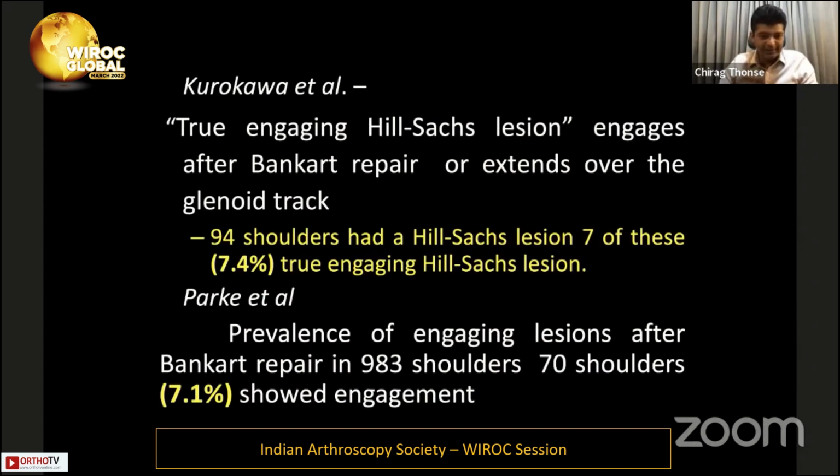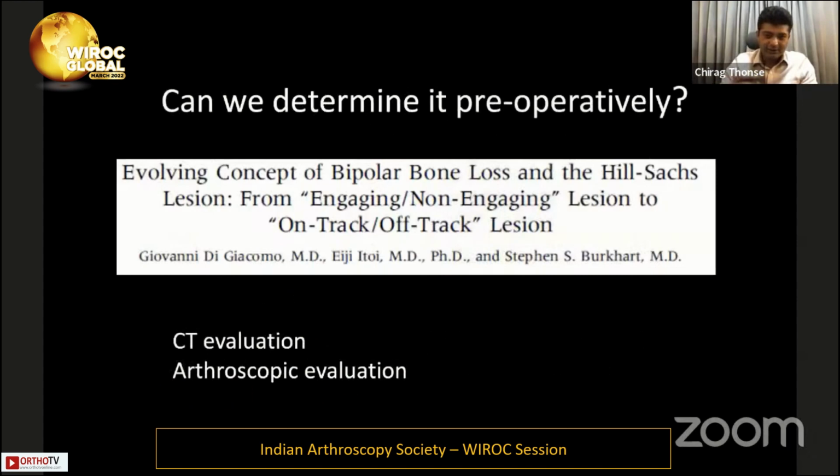We see that the true engaging Hill-Sachs after a soft tissue Bankart's repair is as low as 7 to 7.5% in most of the literature. Hence, we are actually over-predicting or over-assessing the engagement of the Hill-Sachs on the glenoid.